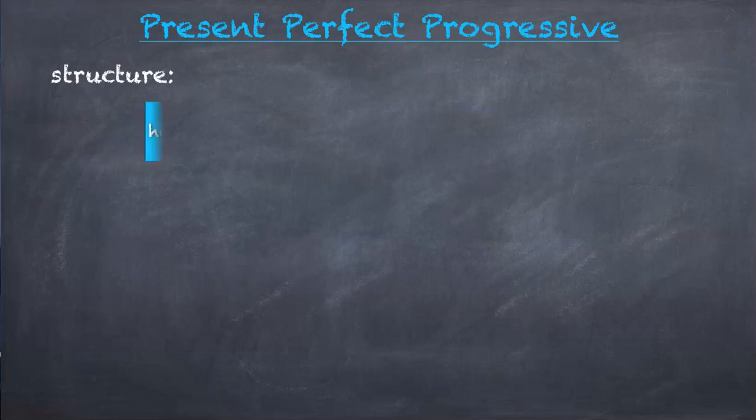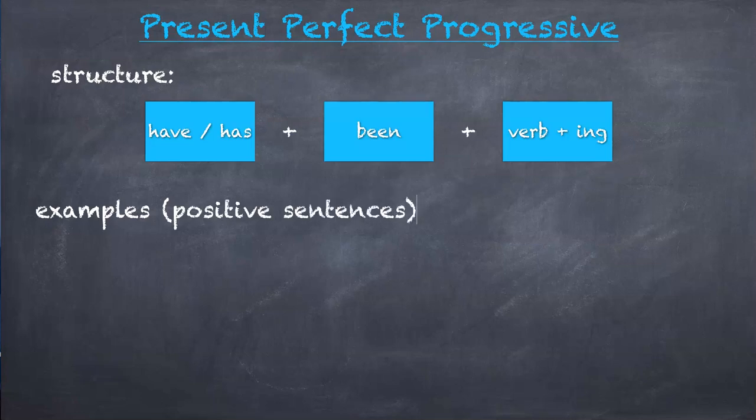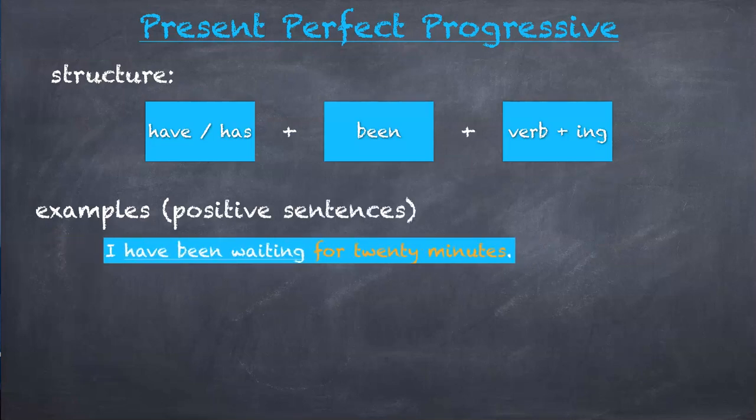Let's look at the structure next. We have have or has and been and the verb plus ing. That's how you do the present perfect progressive. Here are some examples with positive sentences first. I have been waiting for 20 minutes. You start with the subject, which is I here, then you have been, and the verb is wait plus ing, is waiting, and then I added the signal word like for 20 minutes, which is a specific time period in this case.